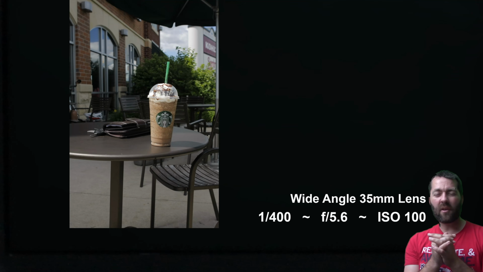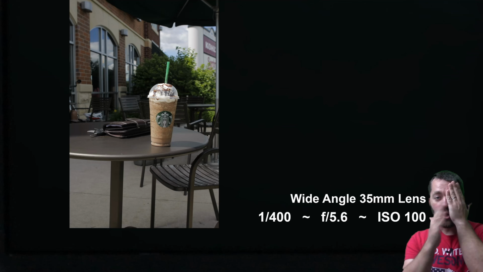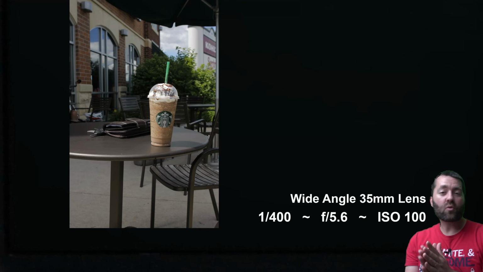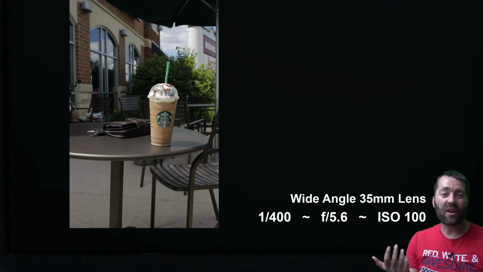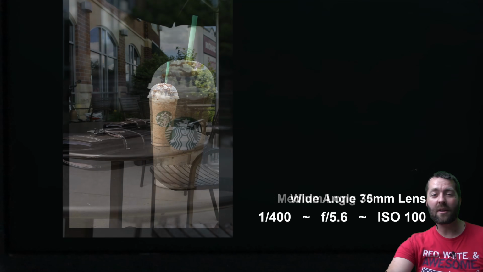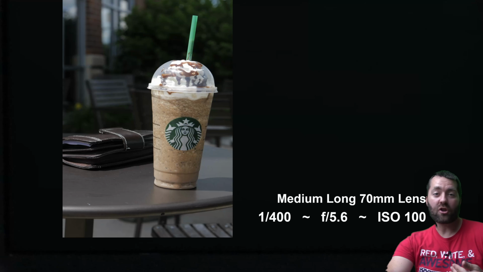A 50mm lens is what we consider a normal angle of view because it's approximately what we see with the human eye, 48, 49mm angle of view. Anything much wider than that, 35mm, is considered a wide-angle lens. It changes a lot of the perspective. It looks different because it's not what we naturally walk around seeing with our own human eyes.